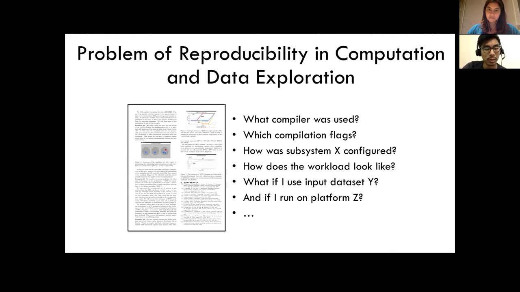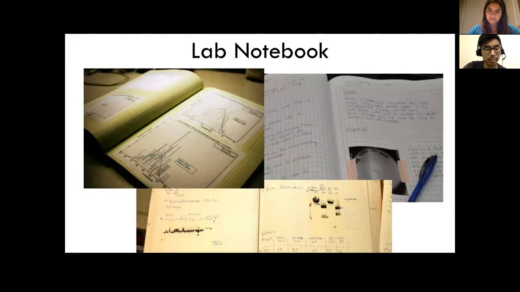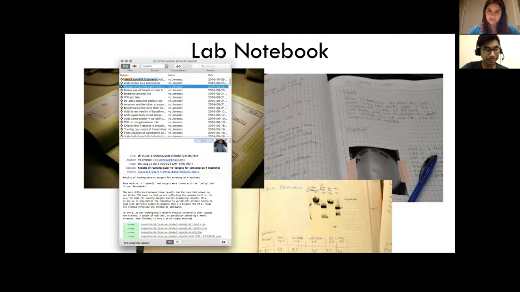And all these questions are really hard to answer because we don't follow common practices that are common in other domains of empirical research. Basically, we don't have a lab notebook, right? A lab notebook, which is a written record of what was done and why, is very common in other domains of empirical sciences. And if you have used a version control system before, you could think of a repository, kind of like the commit log of a repository, as the lab notebook.